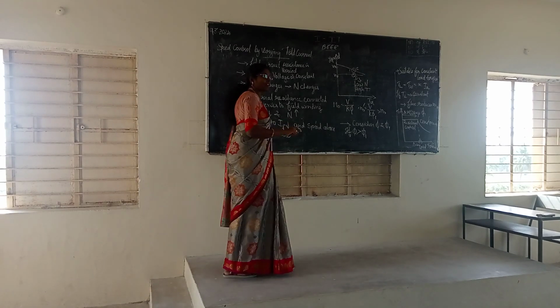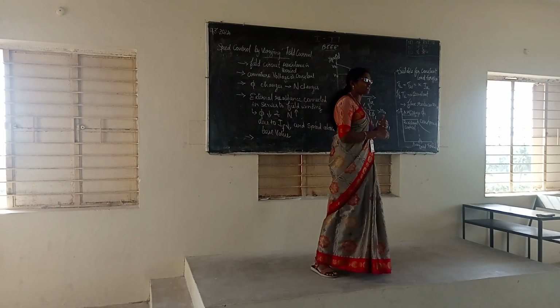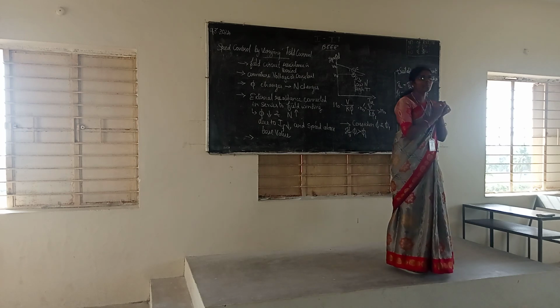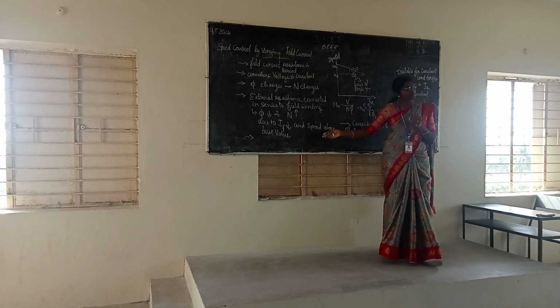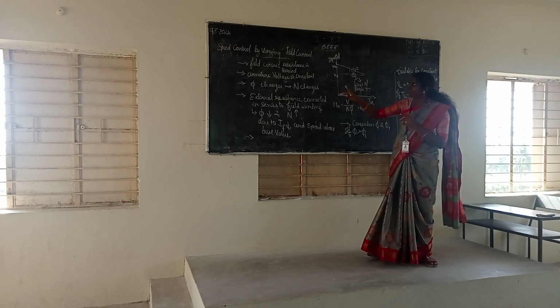Control the speed? Last class we discussed varying the armature resistance. By varying the armature resistance, what have we achieved? We have just controlled the speed. And the second method is speed control by varying the field current.